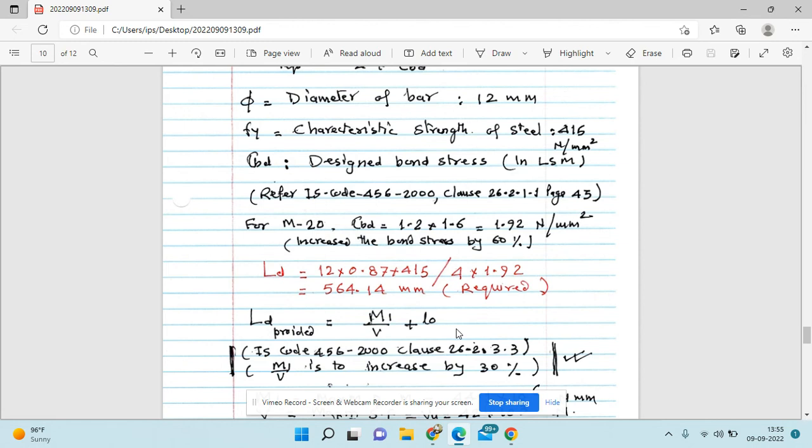But as per the code, it should be increased by 60%. So it is taken as 1.2 into 1.6, that is increasing by 60% in case of the limit state, and it comes out to be 1.92. So this much required length of 564.14 is required to be provided in the beam just to anchor the reinforcement steel.